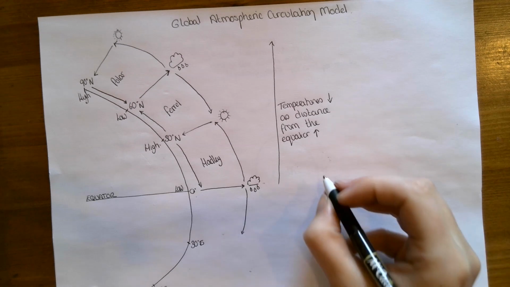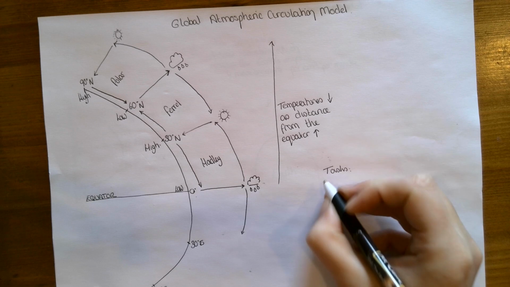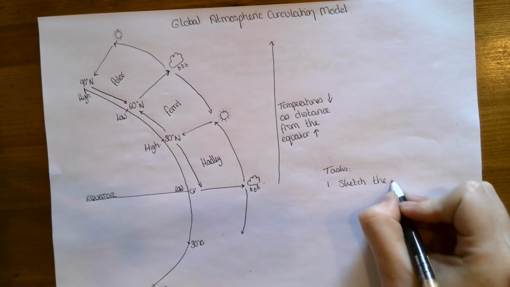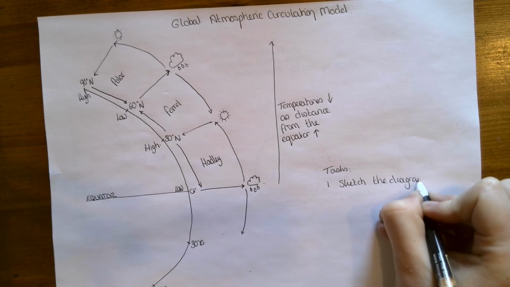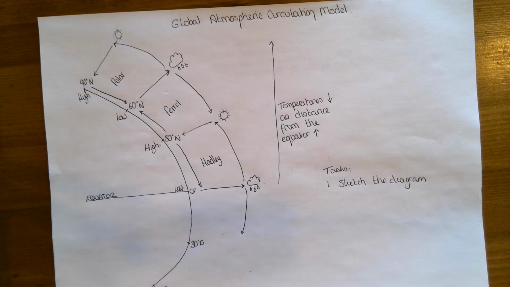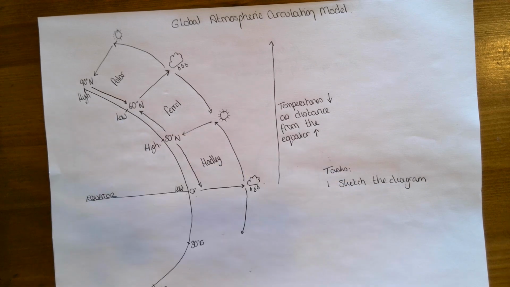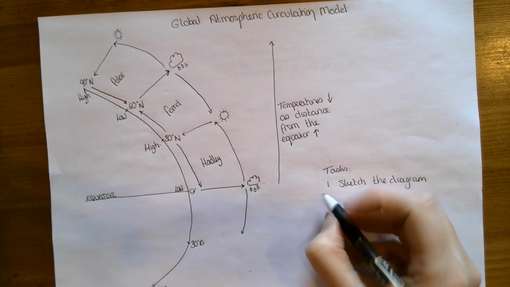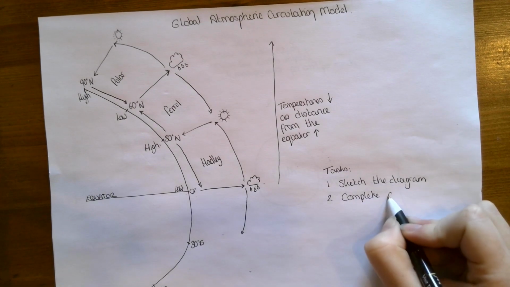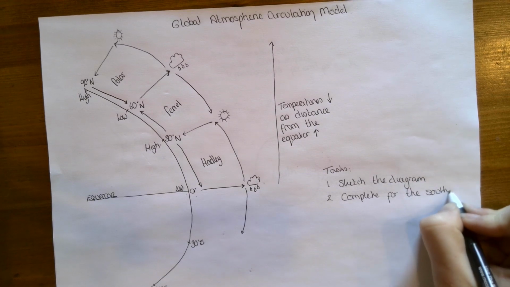So, what would I like you to do? Your first task is to sketch the diagram. So I want you to sketch the Earth, label 0, 30, 60, 90 degrees north, then draw the cells and put low, high, low, high. I would then like you to complete the diagram for the southern hemisphere. Remember what I said at the start, it's an exact mirror image.